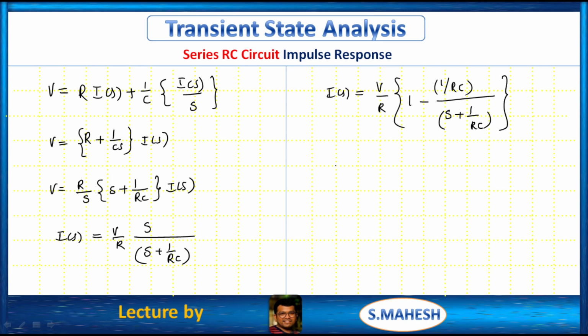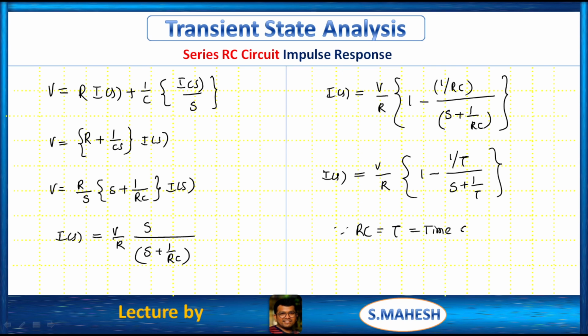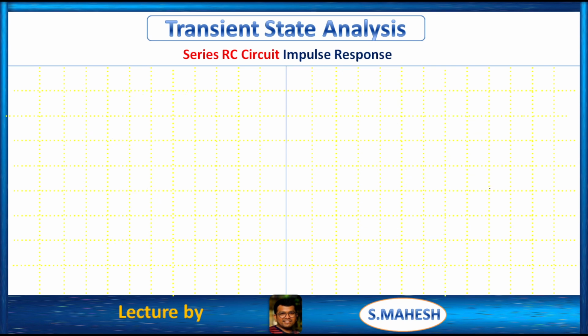So from this we get V by R times 1 by S plus 1 by tau, since RC equals tau, the time constant.